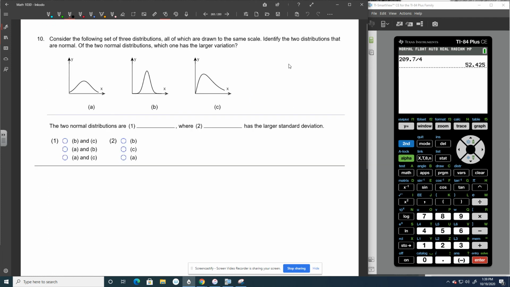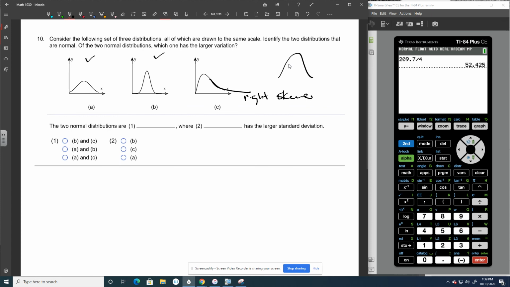Consider the following set of 3 distributions, all of which are drawn to scale. Identify the 2 distributions that are normal. Which one has a larger variation? Well, normal means that it's centered, right? And it has that centered bell curve. So A and B are definitely normal. This one, C, is right skewed because of this tail sticking off to the right that pulls all of our averages to the right.